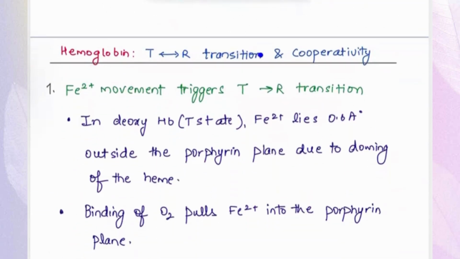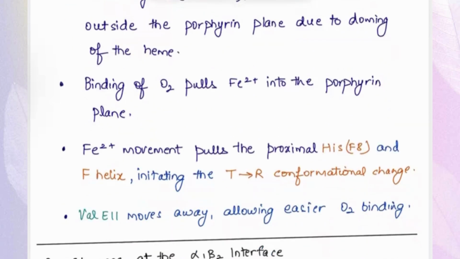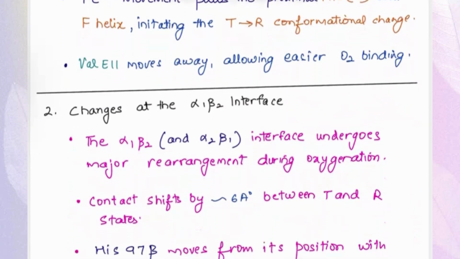Hemoglobin T to R transition and cooperativity. Fe2+ movement triggers the T to R transition. In the deoxyhemoglobin T state, Fe2+ lies 0.6 Angstrom outside the porphyrin plane due to doming of the heme. Binding of oxygen pulls Fe2+ into the porphyrin plane. And Fe2+ movement pulls the proximal histidine and F helix, initiating the T to R conformational change. Valine E11 moves away, allowing easier oxygen binding.